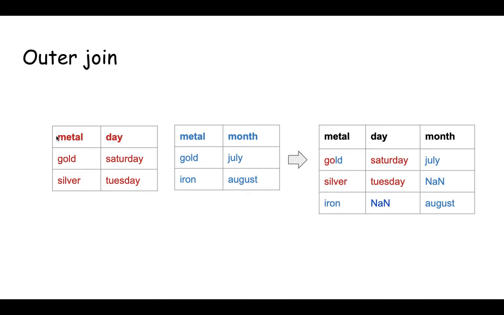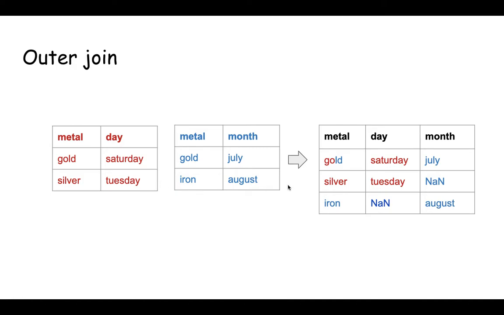In some cases, this column may not be called by the same name. For example, this could be metal 1, this could be metal 2, but it doesn't matter. What we care about is what's in that column. Alright, so here we have gold, silver, here we have gold, iron, and those are the items we are going to join. In an outer join, what we get in the output table after the join is all the records from both the tables.